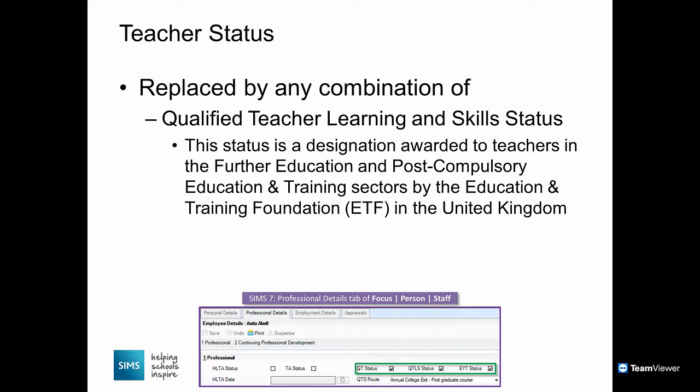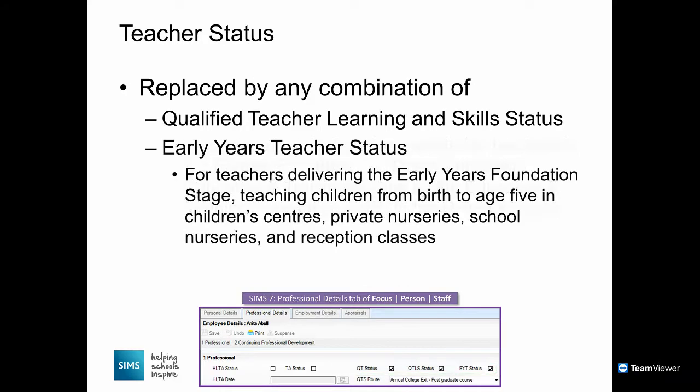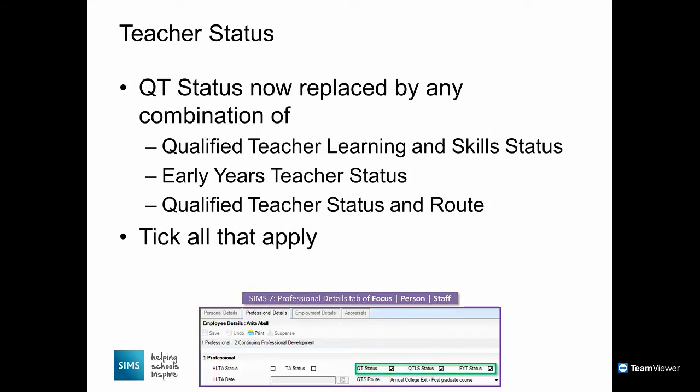It's no longer collecting just simply qualified teacher status. It's collecting, are they qualified teachers learning and skills status, which is a designation awarded to teachers in FE and post-compulsory education? Are they early years teachers who are delivering the early years foundation stage, or are they just qualified teacher status? Okay, so you'll need to tick those boxes as appropriate. Tick all that apply. So if somebody's got the FE accreditation, put the tick in there. If they're also qualified teacher status, put the tick in there too.